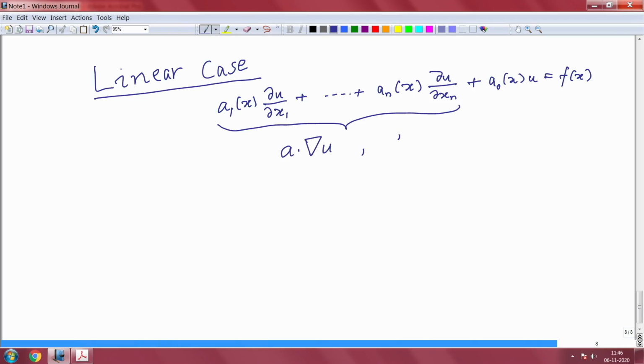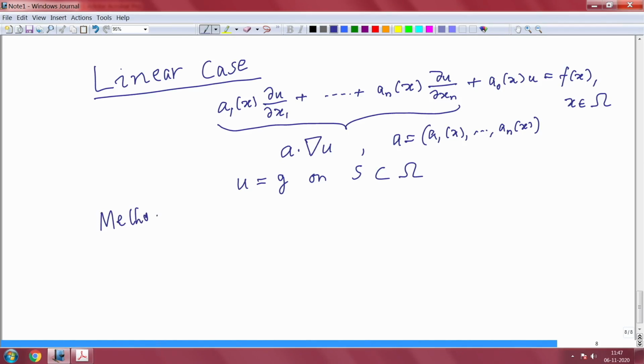So, A is the vector field. So, for each x in omega, you get a vector in R n, and thus you get a field of vectors. So, this x is in omega. Okay. So, the Cauchy problem, again let me just write it, u equal to g on S. So, S is a surface. Okay. So, this as we did it in the two variable case. So, we approach the problem with method of characteristics.